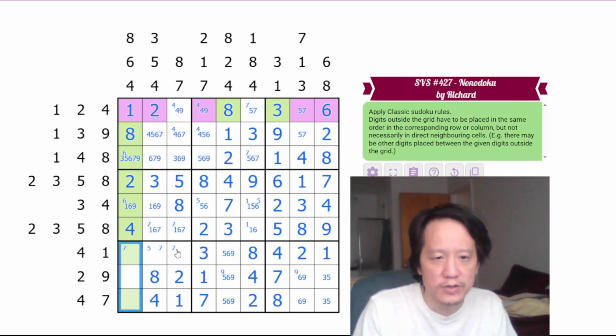Because it cannot be here, it cannot be here. That means this can't be 1 here. 7's one of these two. That means 7 cannot be here. 5 can't be here. Where's the 5 in column 2? It has to be here. So this is 5. That means this cannot be 5.